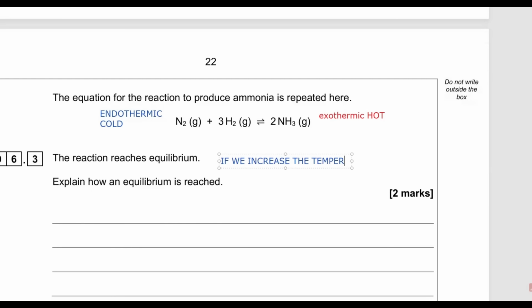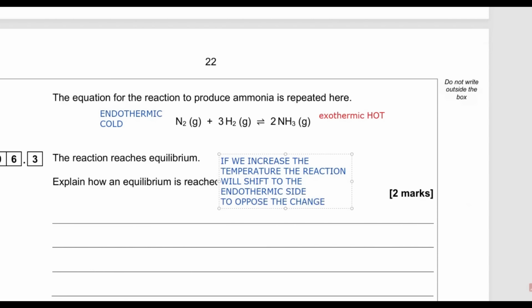If we increase the temperature, Le Chatelier said the reaction will do the opposite, will oppose the change. So if we increase the temperature, the reaction will say, no, I'm going to make it cold now, and it will shift to the left, to the endothermic cold side. What's that going to do to the amount of ammonia, the amount of NH3? It's going to decrease it because the reaction is going to shift to the cold side. So if you make it hot, it will go to the cold side, but you can't use the word cold in the exam. You've got to say endothermic.